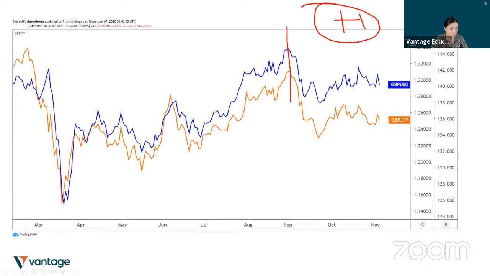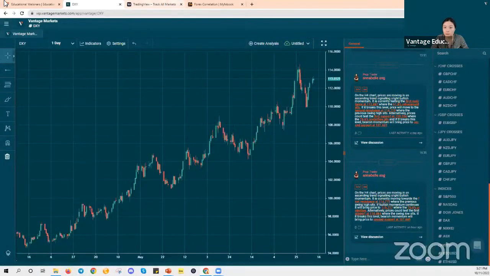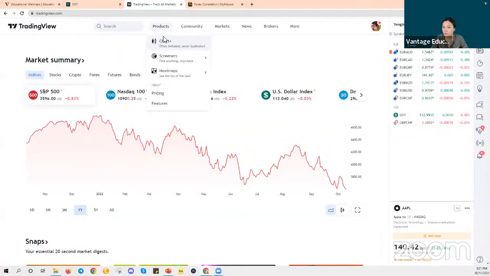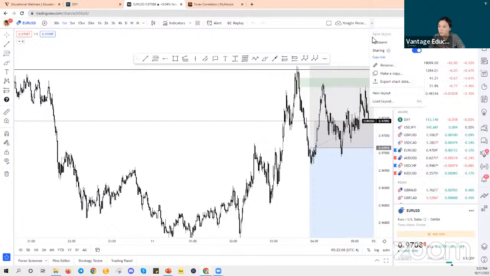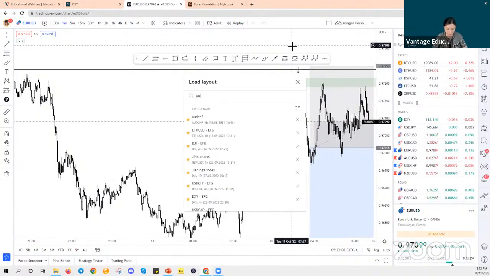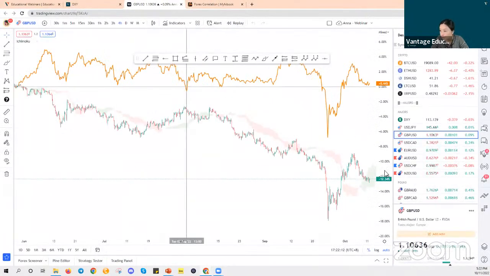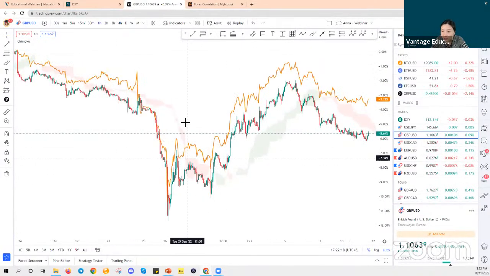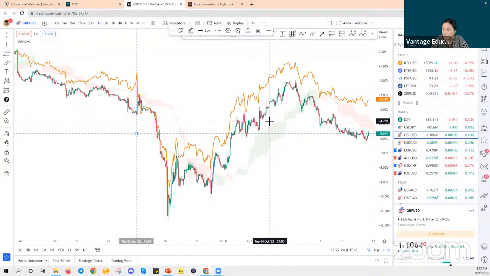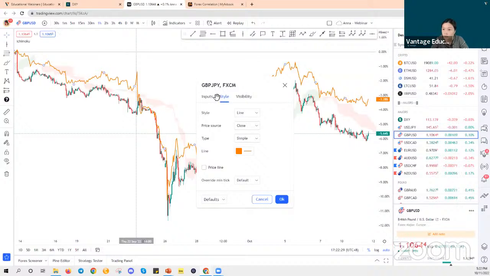Let me see whether I can show you an example. Give me 1 second. Let me look at my layout. For example, I probably can find it. Okay, this. So this is my GU and my GJ.